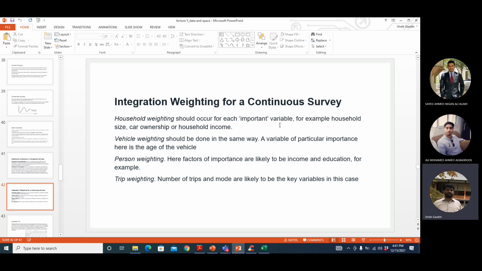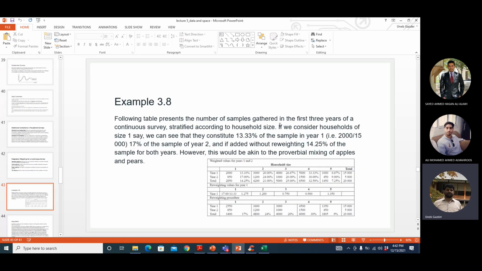Okay, these 200 responses have more large households. The other 200 responses have fewer large households. So if you want to combine them, the values will cancel out each other. So to make sure that you can combine them properly, you multiply the first year with a weighting factor so that it becomes the same sample as the second year. Okay, this is what we mean by integration and weighting. Let me show you with an example here.